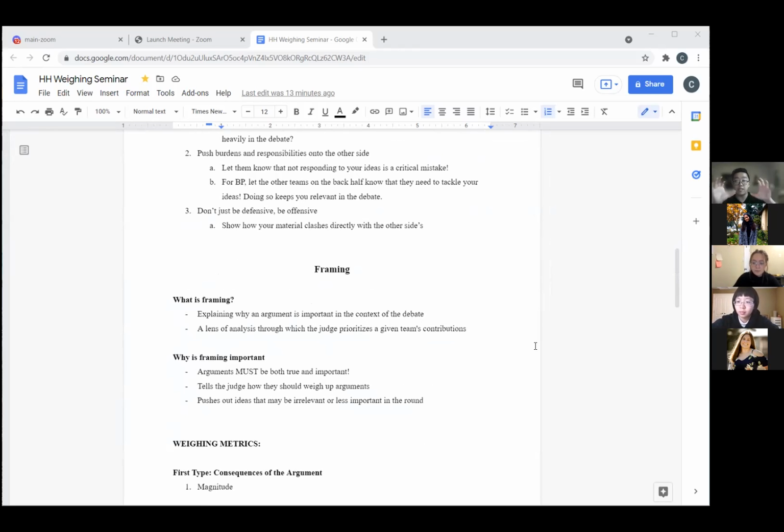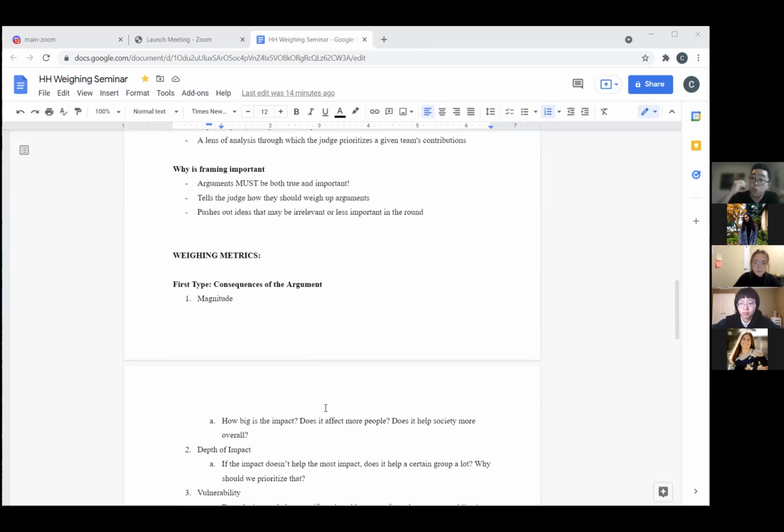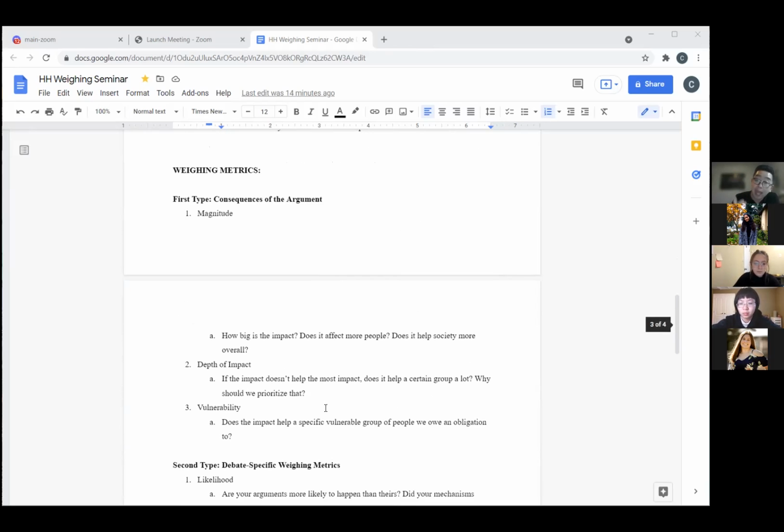Those are oftentimes the two most key metrics on how we adjudicate arguments. Framing is important because it tells the judge how they should weigh up arguments. It pushes out ideas that may be irrelevant or less important in the round as well. So there are a few different types of weighing metrics, and within each of those types, there are a bunch of different metrics. The first type is simply the scale of impact of your argument, the consequences of your argument. And there are three things to consider here: the magnitude, the depth of impact, and the vulnerability.